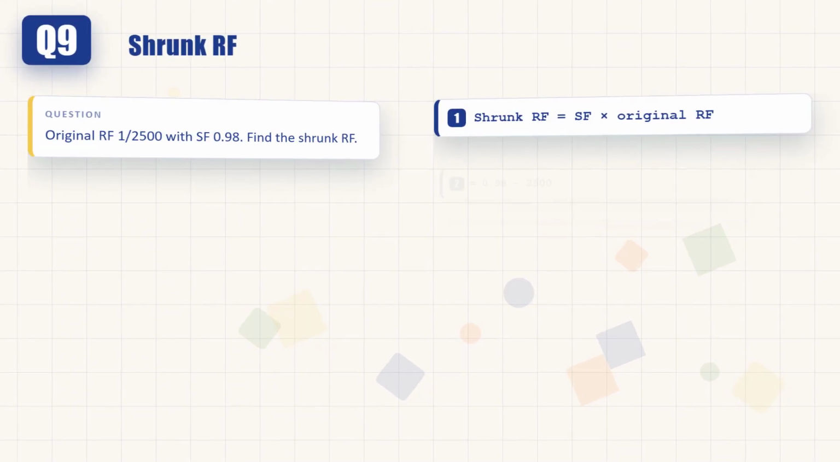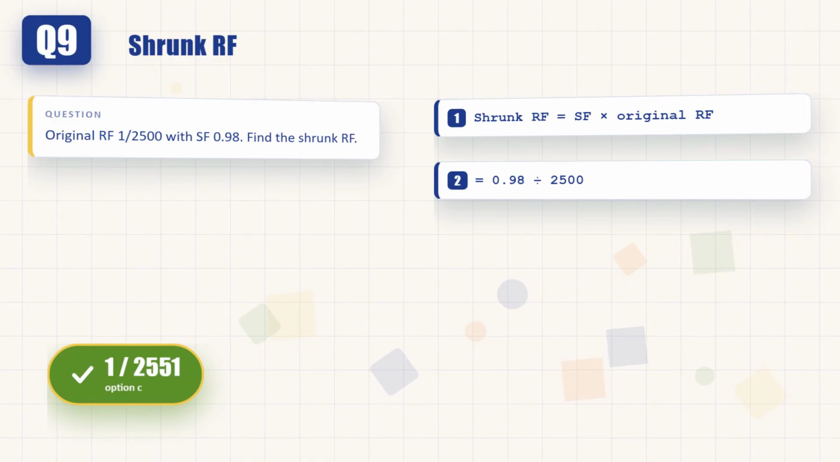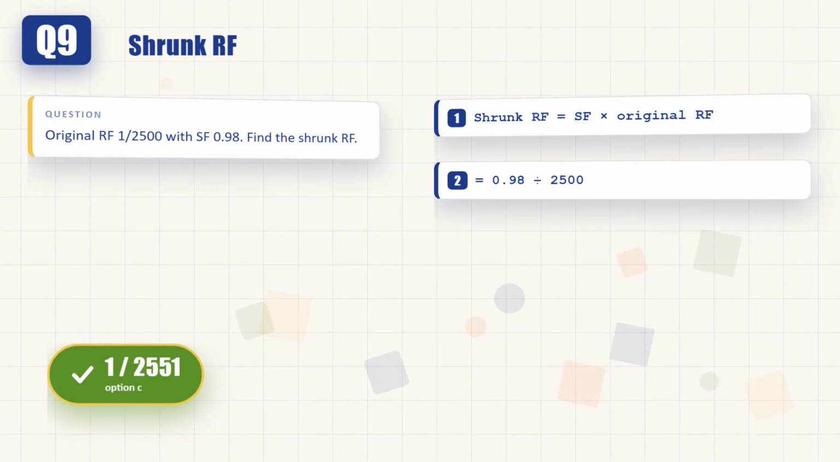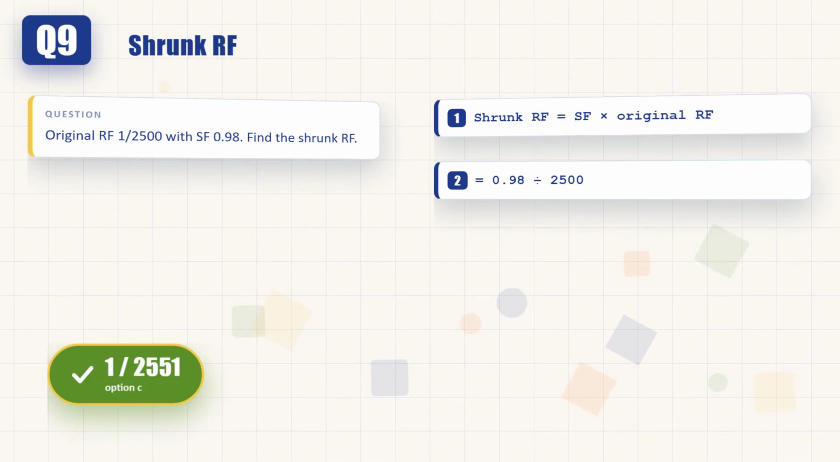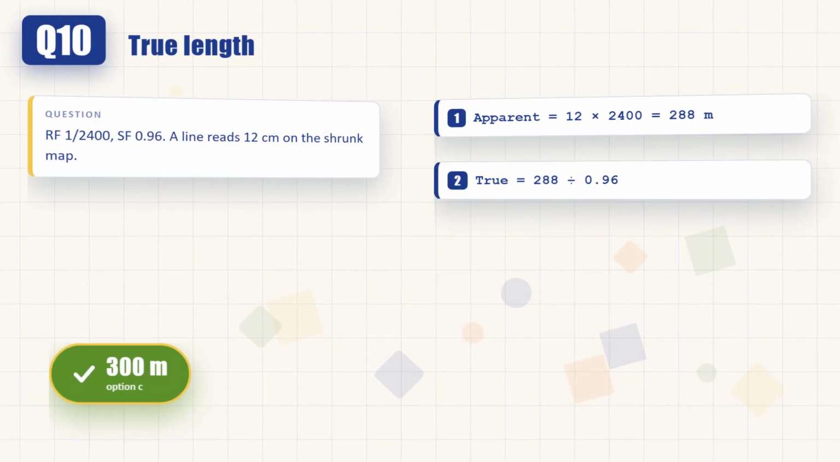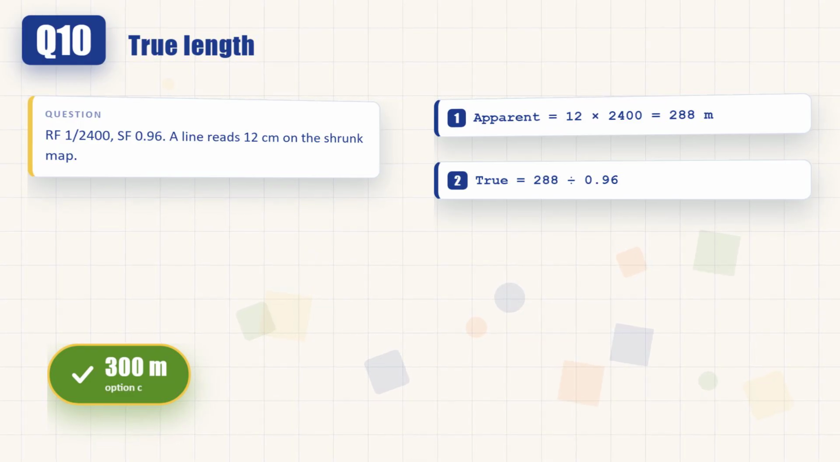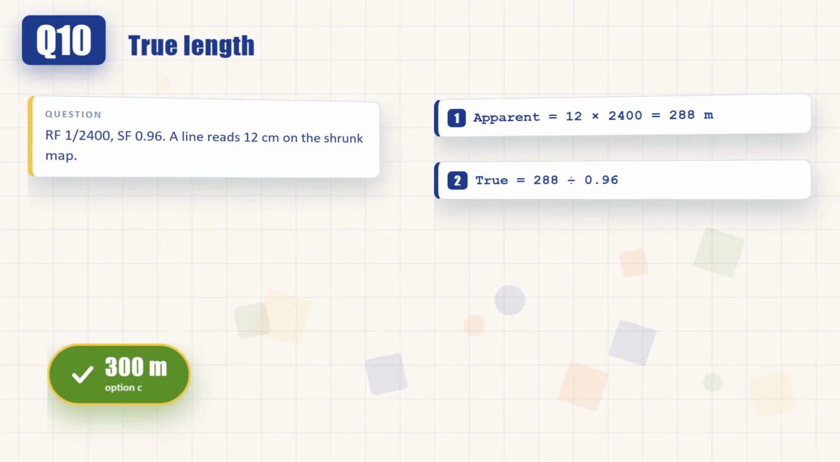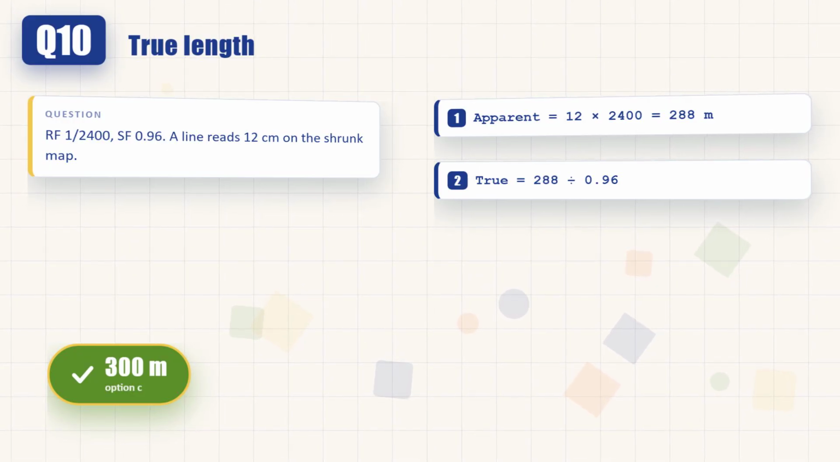Question 9. The shrunk RF equals the shrinkage factor times the original RF. 0.98 times 1 by 2,500, approximately 1 by 2,551. Option C. Question 10. First, the apparent length: 12 times 2,400 is 288 meters. Now divide by the shrinkage factor. 288 divided by 0.96 is 300 meters. Option C.